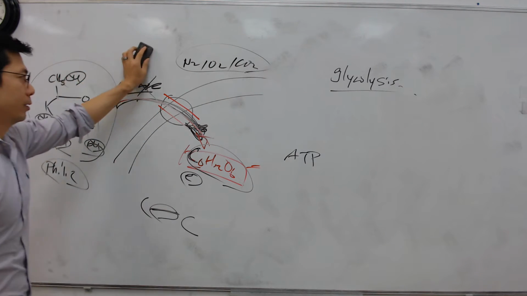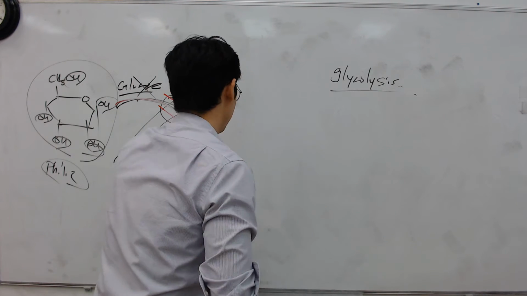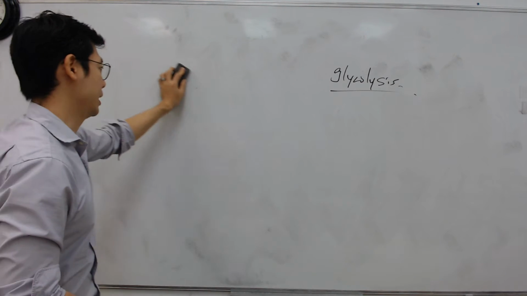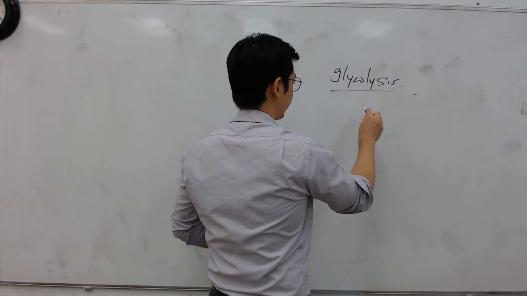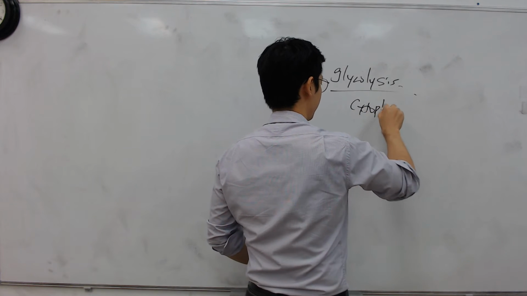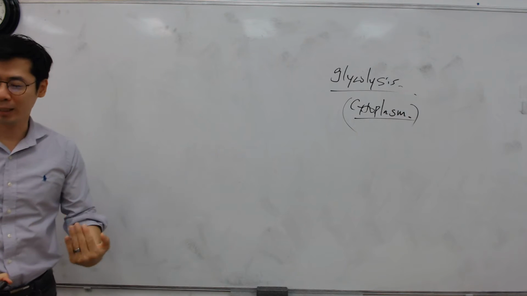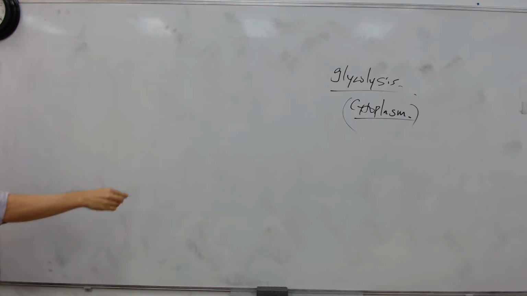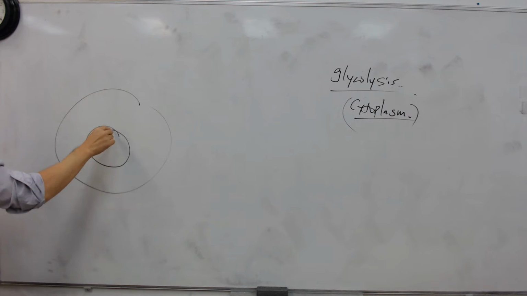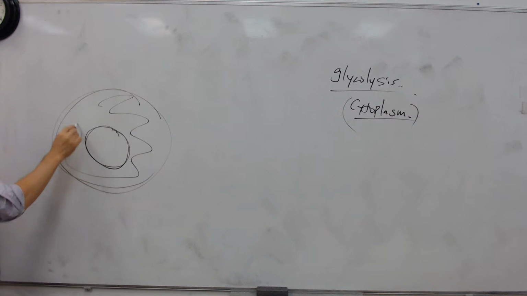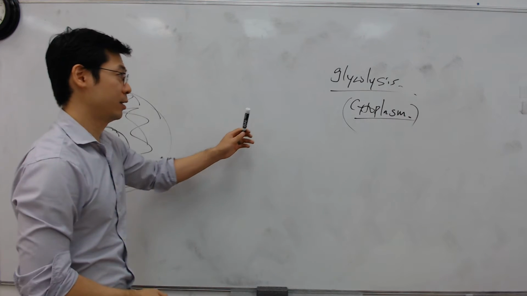So let's take a look. What happens in the first process of glycolysis? Glucose goes in. Keep in mind this happens in the cytoplasm. What's cytoplasm? In a eukaryotic cell, it's the space between the nuclear membrane and the cell membrane. Every region between the nuclear membrane and the cell membrane is what we call cytoplasm. This is where glycolysis occurs.